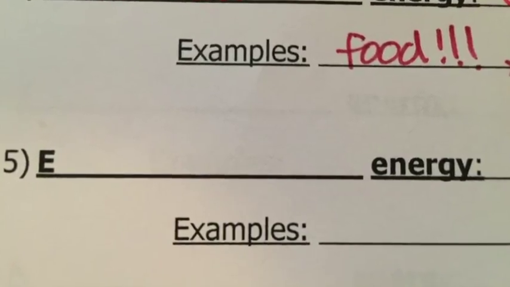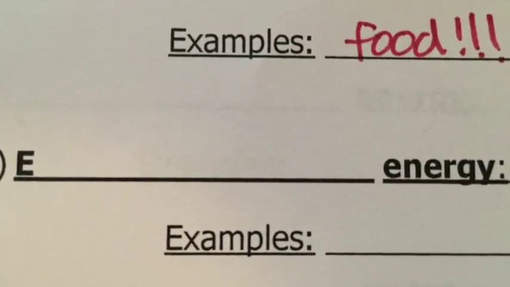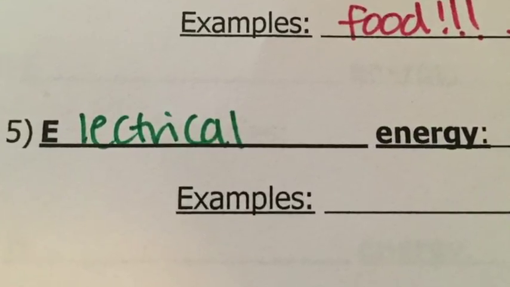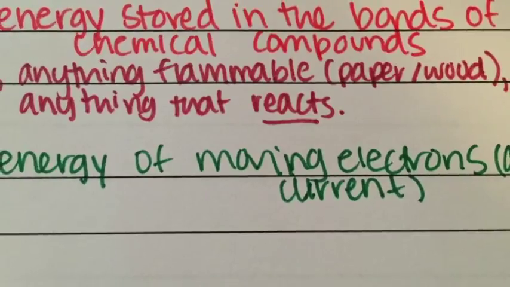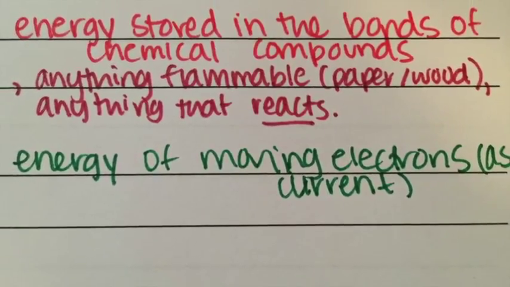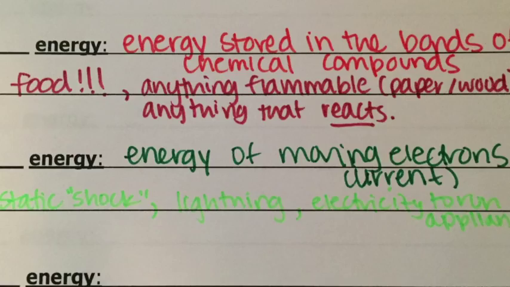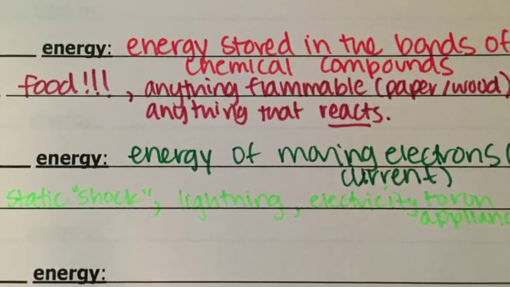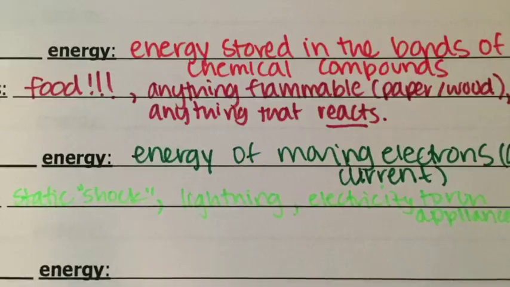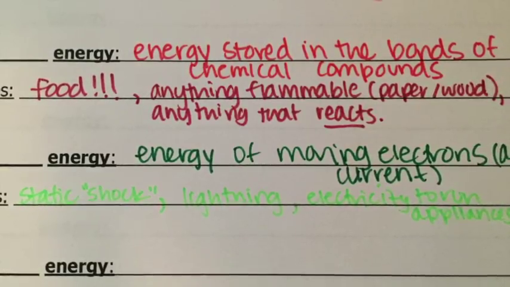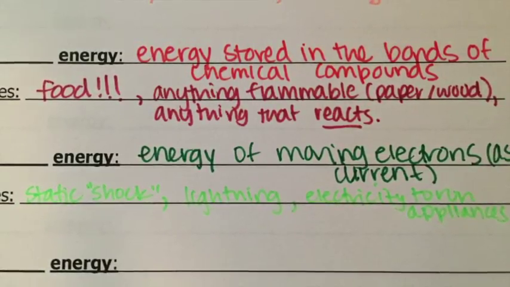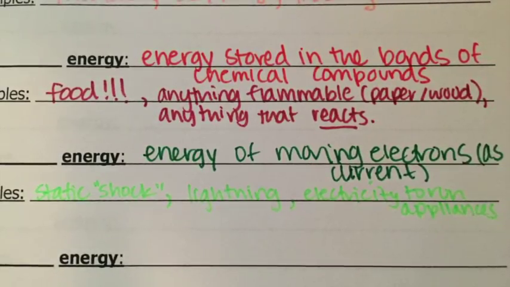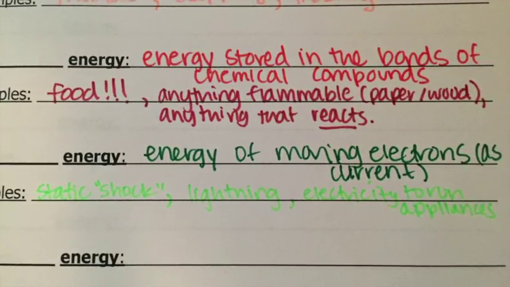Our fifth type of energy starts with an E, and it's going to be electrical energy. And electrical energy has to do with the energy of moving electrons, and electrons move as current. This is one that I'm sure most of you are pretty familiar with. Examples are static shocks, lightning, any electricity that runs your appliances, your computer, your TV, all of that runs on electrical energy.